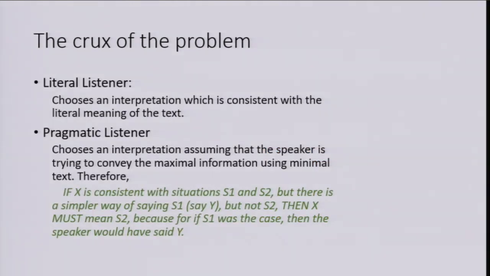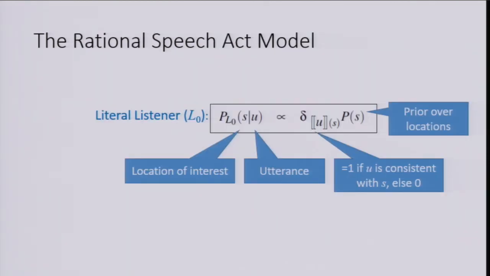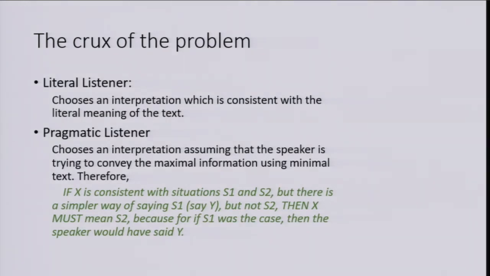So these are the pragmatics. Essentially what is happening is the literal listener is choosing an interpretation which is consistent with the literal meaning of the text, whereas the pragmatic listener assumes that the speaker is trying to give maximal information by specifying a minimum number of words. So if some utterance X is consistent with situation S1 and situation S2, but there is a simpler way of saying S1, say Y, but not S2, then X must mean S2, because if it was S1, then the speaker would have said Y. This is the only thing that the pragmatic listener does, and it gives a big difference in the results. So this is the rational model, the rationality part of it.